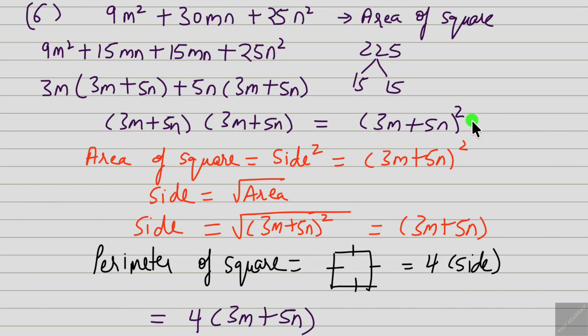Area of square will be side square. So that is equal to 3m plus 5n whole square. Side is equal to square root of area. So that is square root of 3m plus 5n whole square. So that is equal to 3m plus 5n.